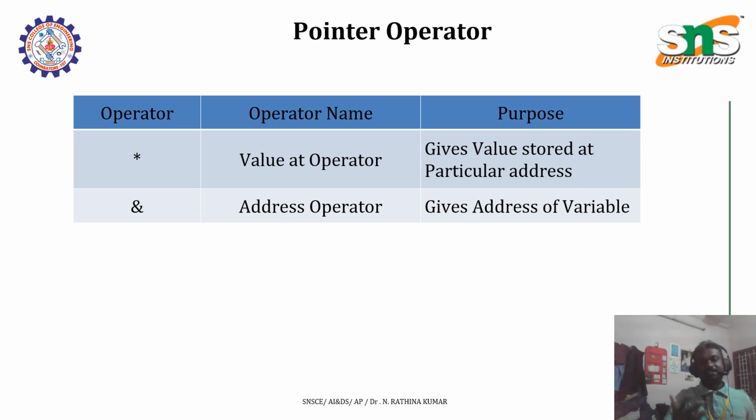The next important thing: now we are going to see the two important operators. One is called the dereferencing operator, another name is the value at operator. The second one is the address operator. What is meant by the dereferencing operator? It is used to declare a pointer variable and access the value stored in the address. This is an important point. The next important point is that the address operator is used to return the address of a variable, or to assign the address of a variable to a pointer. That's all.